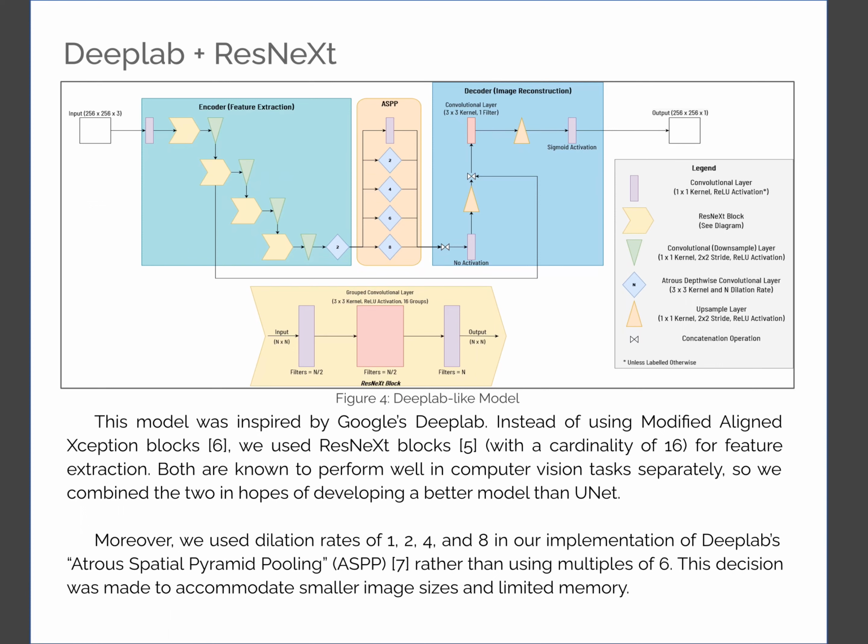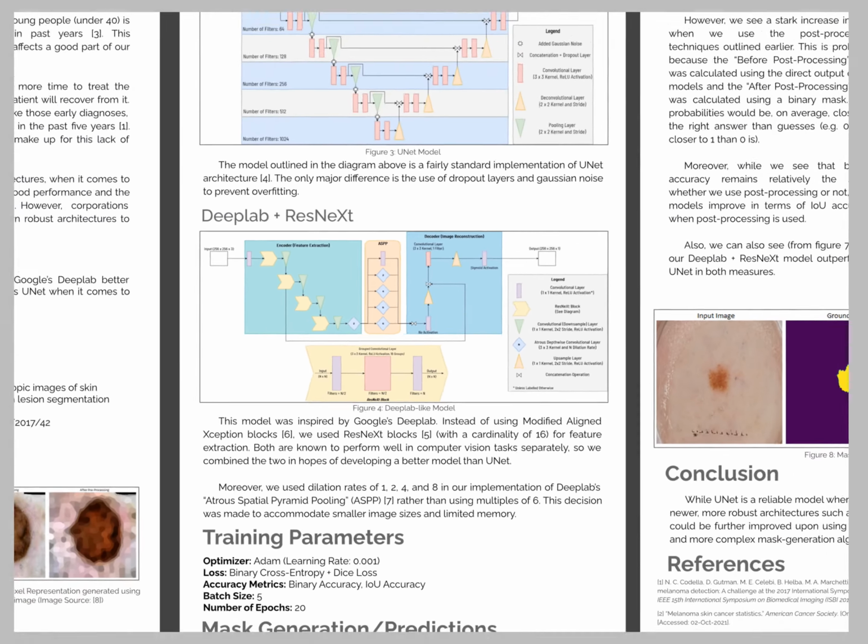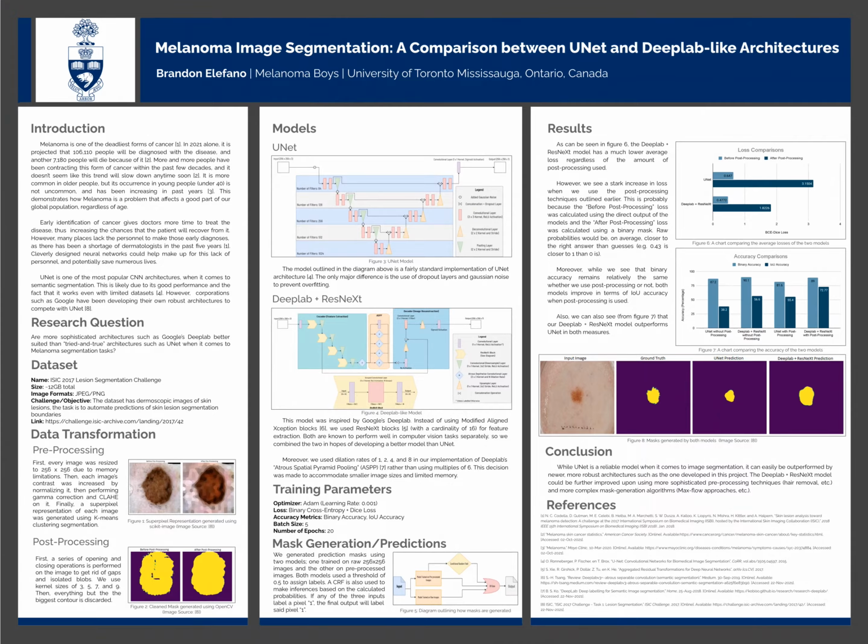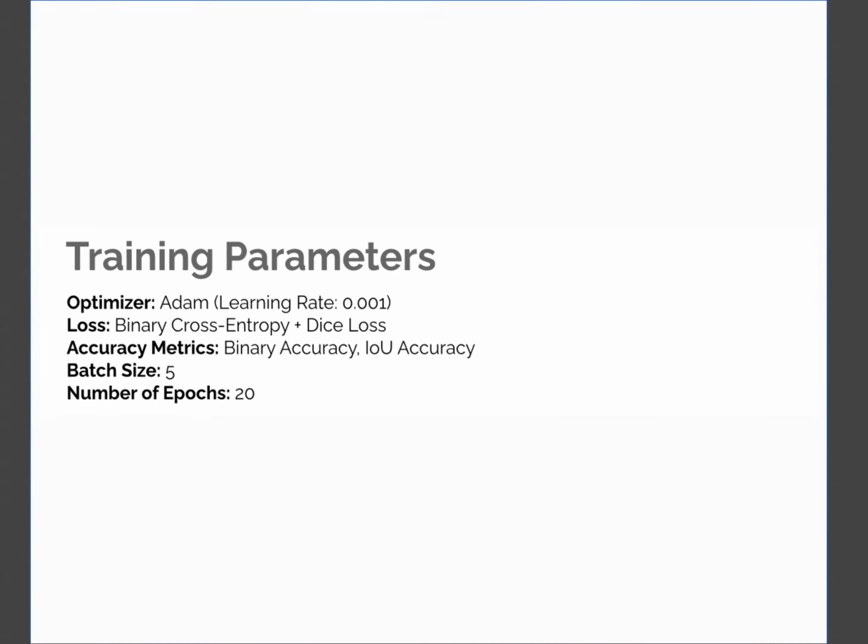Moreover, I noticed that older versions of DeepLab use ResNet blocks, so I wanted to see how well its successor fits with DeepLab. We also used dilation rates of 1, 2, 4, and 8 in our implementation of DeepLab's Atrous Spatial Pyramid Pooling, ASPP, rather than using multiples of 6. This decision was made to accommodate smaller image resolutions and limited memory. Here are the training parameters I used to train both models.